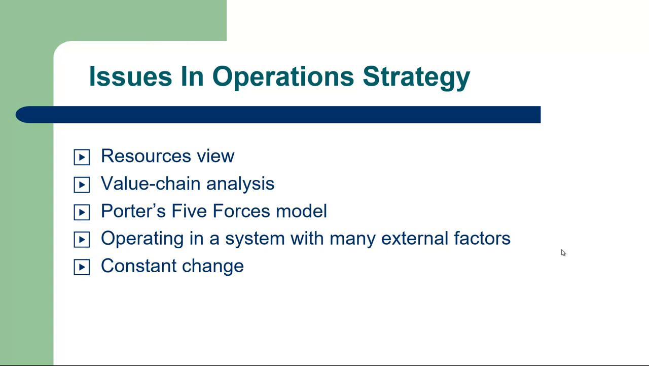And with these strategies, issues and challenges will arise, such as resources, value chain analysis, the implementation of Porter's 5 forces, operating with many external factors, and the constant change of the market and the requirements and customer needs. So we will continue addressing those issues in the second part of this chapter. We will start talking about the product life cycle, and how that would be addressed in these different issues and strategies. That will be all for this session.